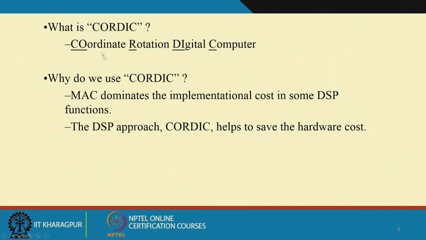Why or what is CORDIC, that we have already seen. Why do you use it and when do we use it? This is not only specific to why and when do you use it. Basically all the DSP algorithms are mainly MAC based. MAC based means the operation is most likely multiply and then accumulate.